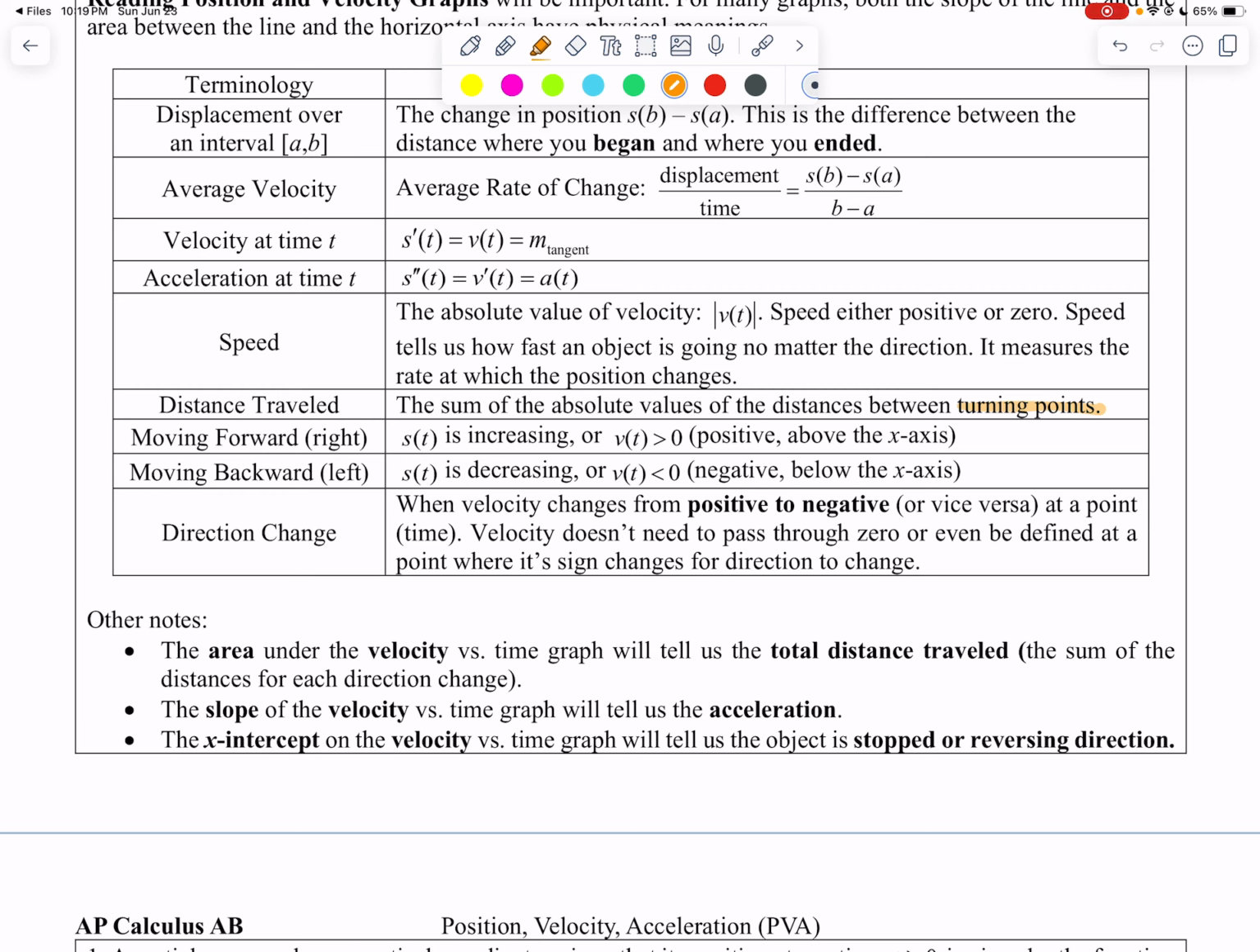Essentially that's going to be where we set our velocity equal to 0 and then make a little sign chart to see where it changes from positive to negative or negative to positive.